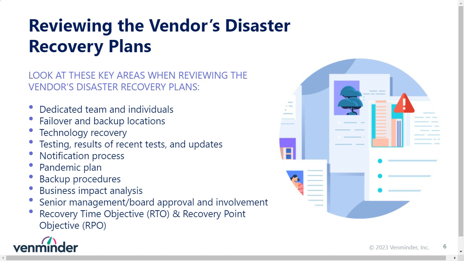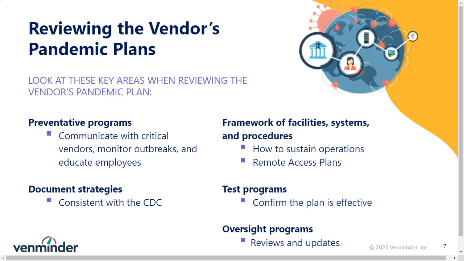You want to also check to see if senior management or their board of directors has approved the plan. And then finally, check to see if there are defined recovery time objectives, or RTO, and defined recovery point objectives, or RPO. And for pandemic plans, be sure to look at these areas when reviewing.